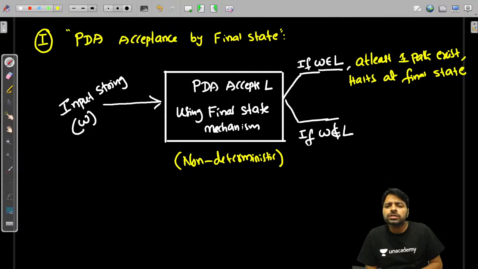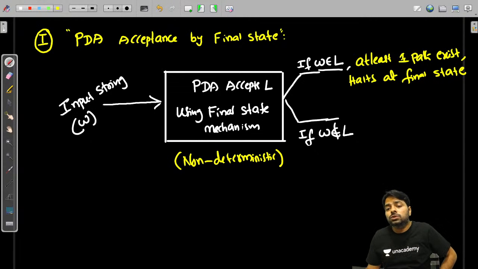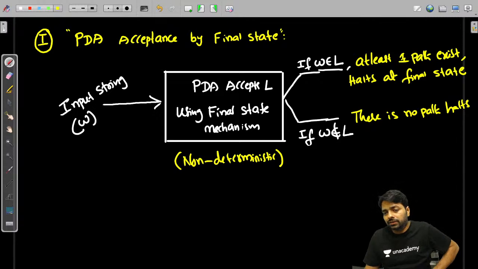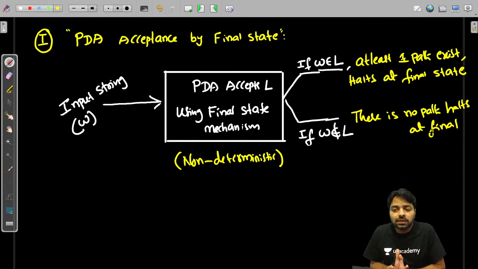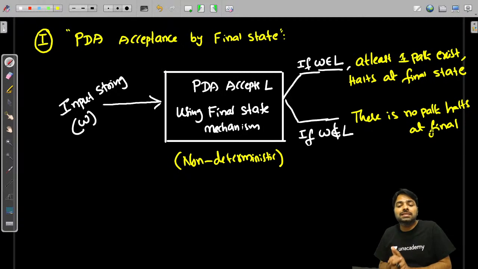If W does not belong to L, I need not show anything. I know that there is no path that halts at final. Either I may not have a path, or even if I have a path, it will not halt at final. Either I may have a path that halts at non-final, or I don't have a path. It's fine, because that is a non-deterministic machine, guys. Is this point clear? This is the definition of PDA if constructed using the final state mechanism.